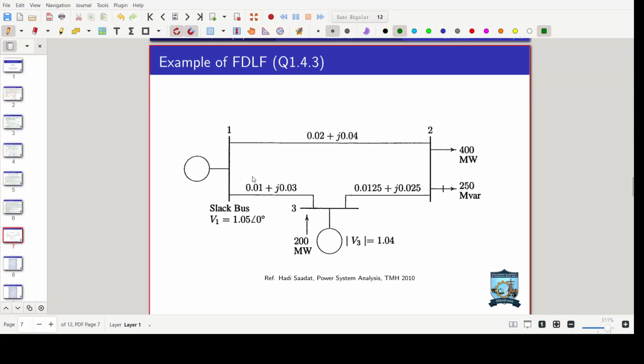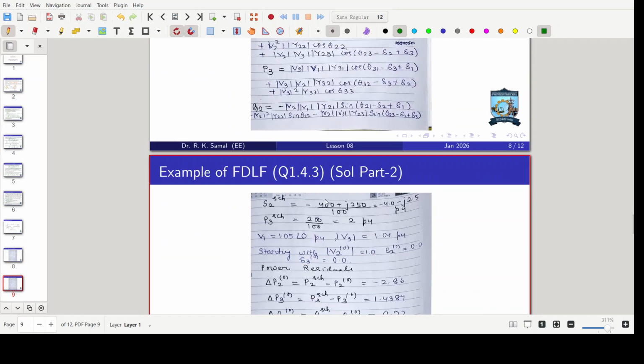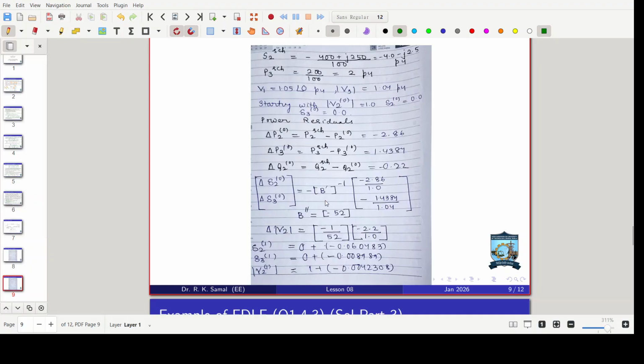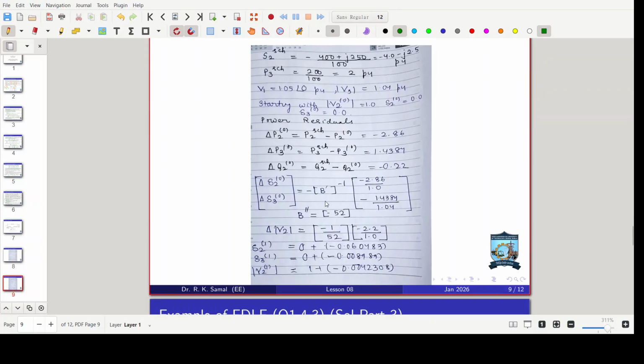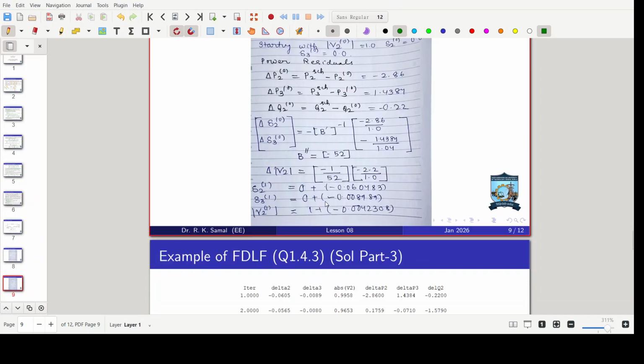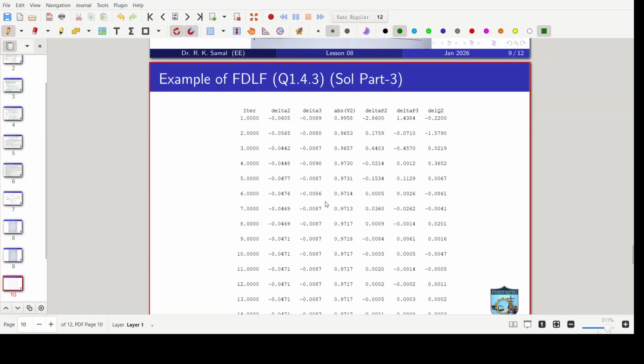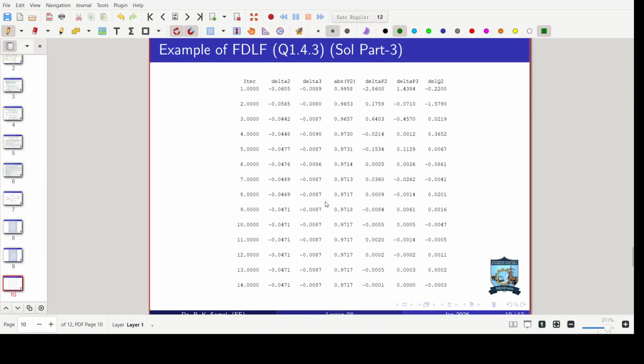So how is it solved? Using the first decoupled method. First, you need to obtain the Y bus matrix. I have given the solution in 2 steps here. The code for this solution is available in your laboratory as a laboratory question, and the code is provided. You can solve that. When you use that code, you can find similar results for implementing the first decoupled load flow. So these are the iterations 1 to 14. Then what are the various magnitude changes?